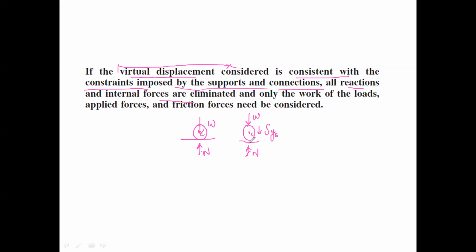But here we are not maintaining that consistency. That's why we are also taking the work done by N, the work done by the normal force, into consideration. So that's why we have W del YC minus N del YC equal to zero, and W becomes equal to N. Still it holds, the principle of virtual work still holds in this case where we are not taking this consistency into consideration, okay?